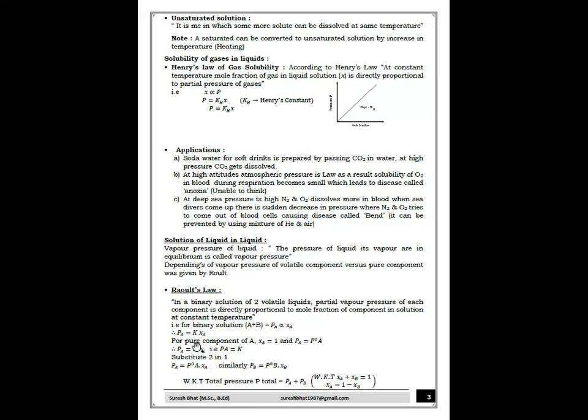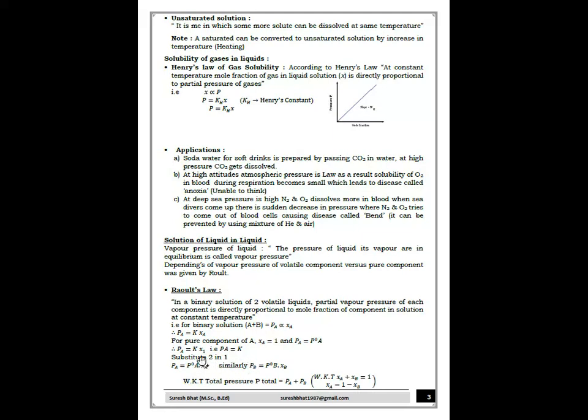Now, for pure component A, the mole fraction of A is equal to 1 and the partial pressure of A is equal to P naught A. Here remember students, don't confuse PA and P naught A. PA is the partial pressure of component A, whereas P naught A is the partial pressure of pure component A. So if I substitute these values in the upper equation, PA is equal to K into mole fraction A, PA turns into P naught A, so K equals P naught A, and PA is equal to P naught A into mole fraction A.